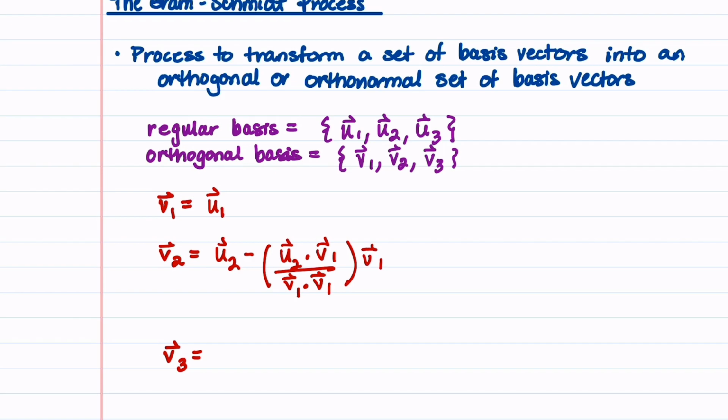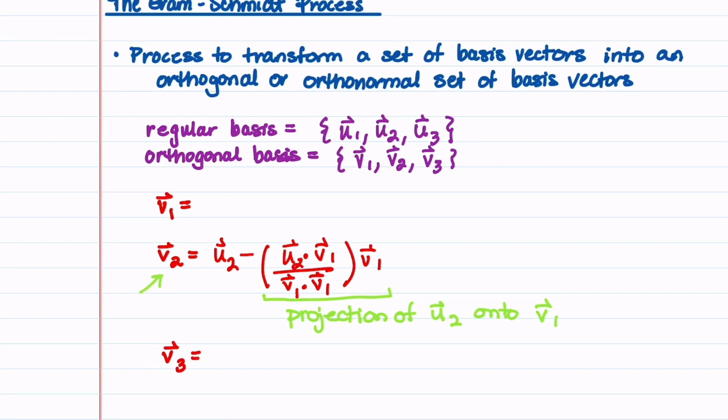Let's make a note that this expression right here is the projection of u2 onto v1. There's a lot of great videos out there that animate the Gram Schmidt process that I would suggest that you also watch. v2 is the vector perpendicular to v1.